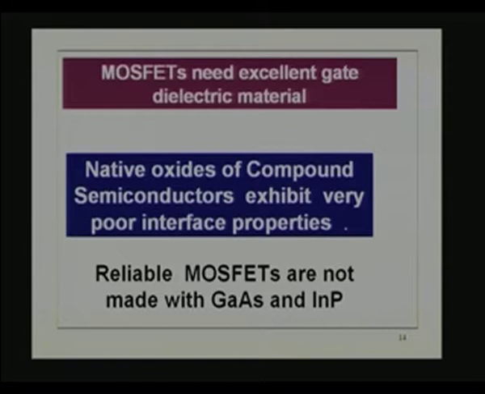So, MOSFETs actually need very excellent gate dielectric material. We do not have it in the case of gallium arsenide. Native oxide of compound semiconductors exhibit very poor interface properties. This is summing up what I have said. Very poor interface states are given by that.